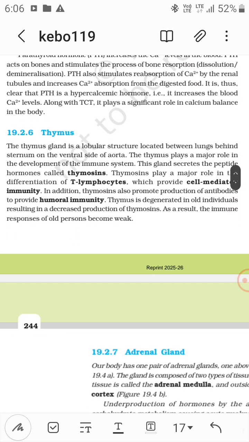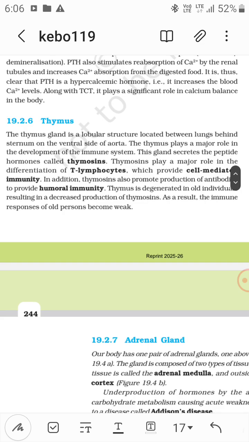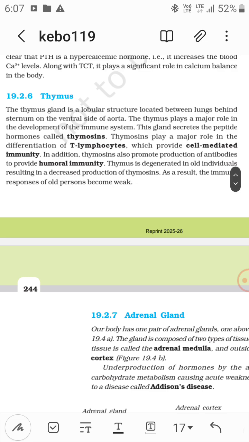So the thymus gland is a lobular structure located between the lungs, behind the sternum on the ventral side of the aorta. Now, development of the immune system. It has peptide hormones like thymosins. Thymosins play a major role in differentiation of T lymphocytes, which provide cell-mediated immunity, and B lymphocytes, which promote production of antibodies to provide humoral immunity.